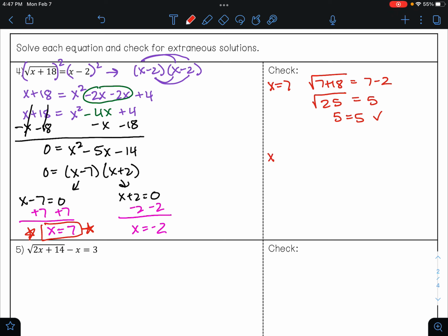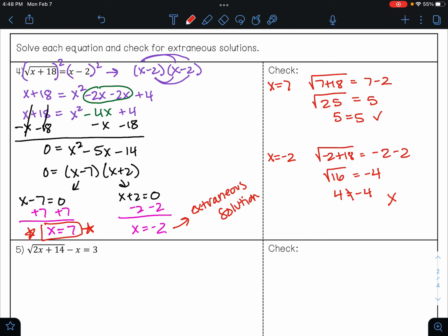Now let's check x equals negative 2. So when I plug in negative 2, I'll have the square root of negative 2 plus 18 is equal to negative 2 minus 2. Negative 2 plus 18 is 16. Negative 2 minus 2 is negative 4. The principal square root of 16 is 4. 4 does not equal negative 4. This is a false statement. So x equals negative 2 is an extraneous solution. So our only solution here is x equals 7.